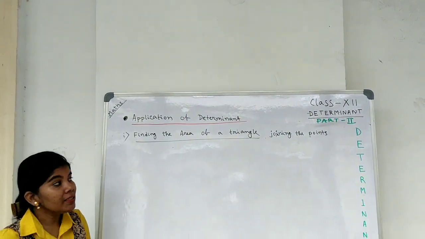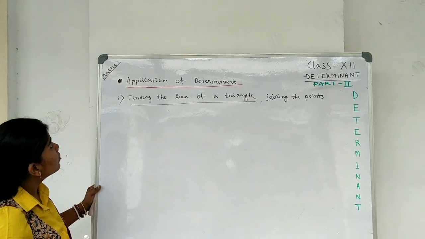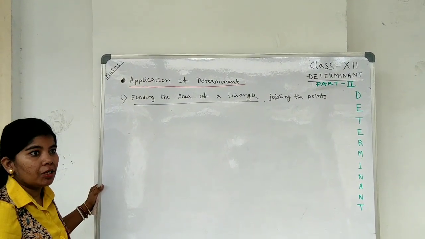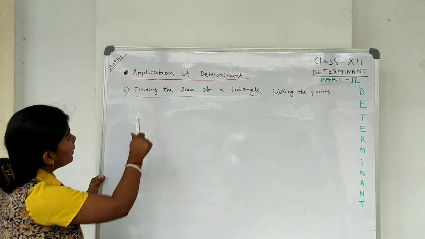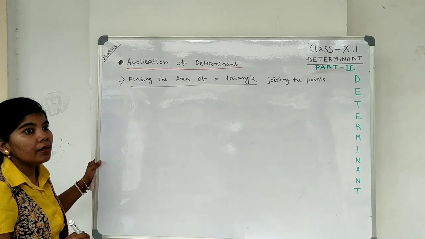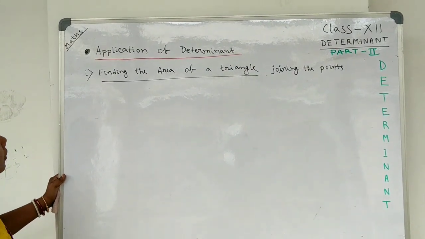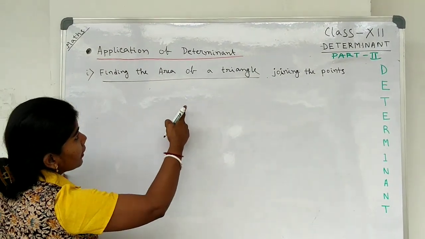Today our topic is application of determinant. Basically there are mainly two applications of determinant. One is finding the area of a triangle and the second one is finding the root of the three simultaneous equations. Now how to find the area of a triangle?